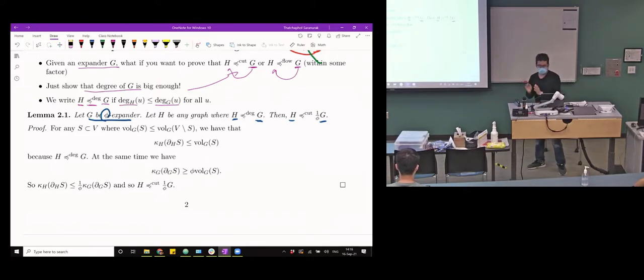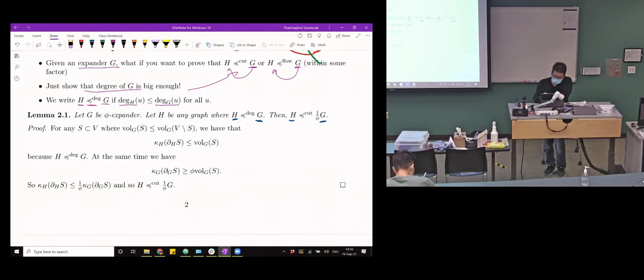But the conceptual message is quite strong here. Instead of looking at all cuts, just look at the n many degree cuts. Very simple thing to compute. So let's prove it.